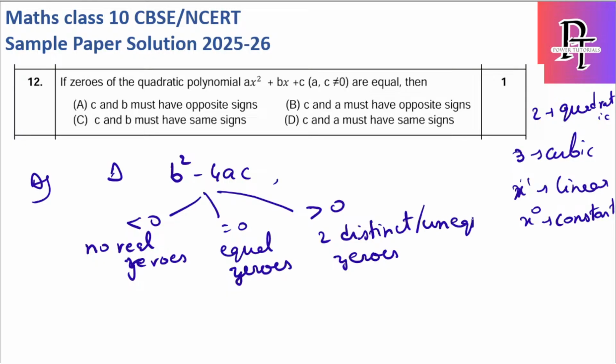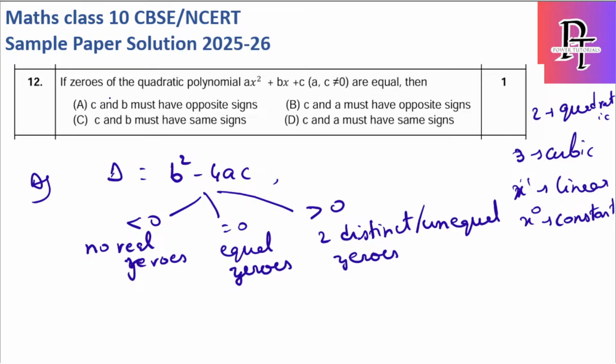So I'm repeating the concept again. For a quadratic polynomial, for zeros type of question, you have to remember the condition b square minus 4ac, which we call delta. If delta is less than 0, no real zeros. Delta equal to 0, equal zeros. If delta is greater than 0, then it is two distinct or unequal zeros.